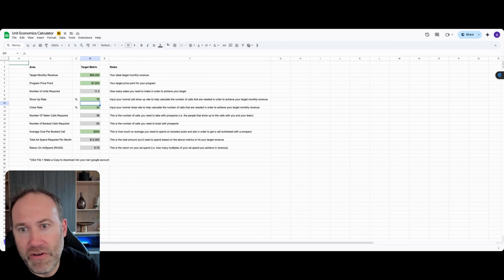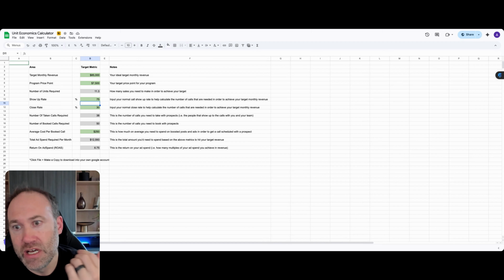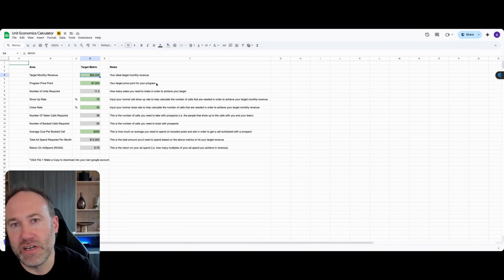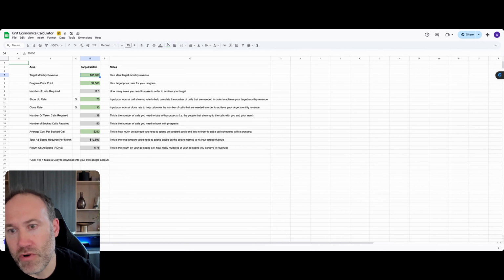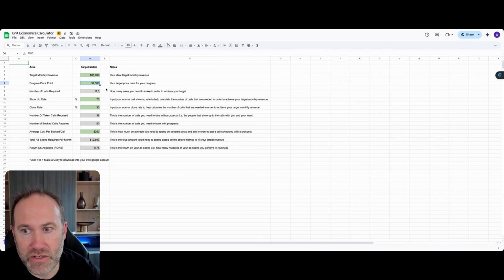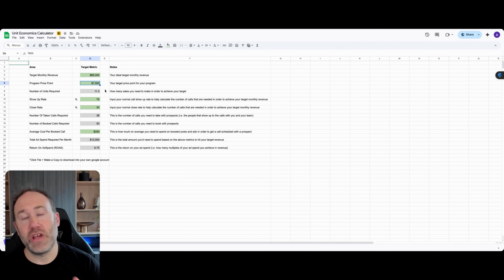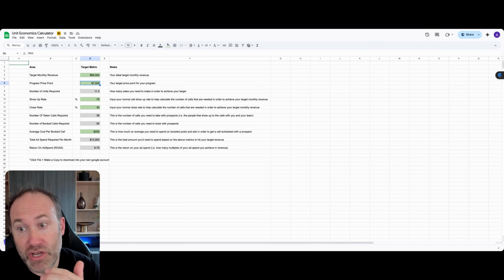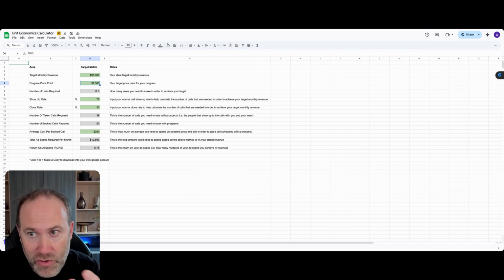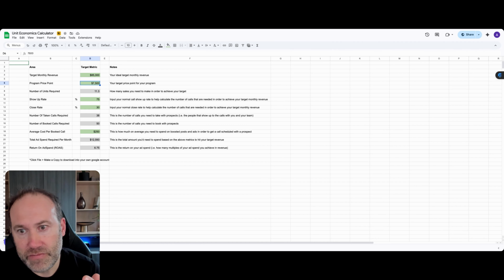Now, what we're trying to figure out here is how much we have to spend on ads in order to get to the outcomes that we want with our Instagram ads. So let's just say, for example, you want to achieve $85,000 a month in revenue, and that your program price point is $7,500. Working back from that, you've got to sell 11.3 units of your program. That's why we talk about unit economics, in order to achieve that $85,000.